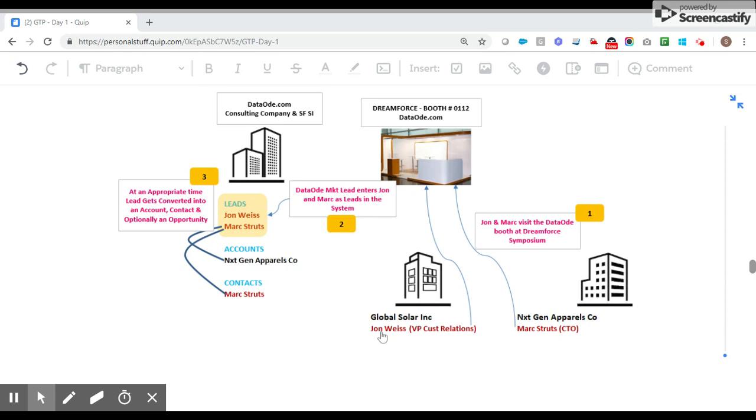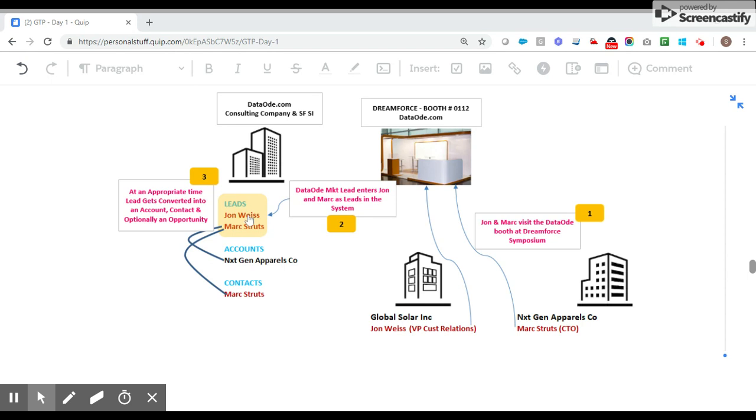So John Weiss and Mark Strutz decided to drop in at Dreamforce, and they incidentally met with the people from Data Ode. During the discussions, the marketing lead from Data Ode captures some of the details from John Weiss, and he also logs some details from Mark Strutz. So he actually creates two lead records in their system.